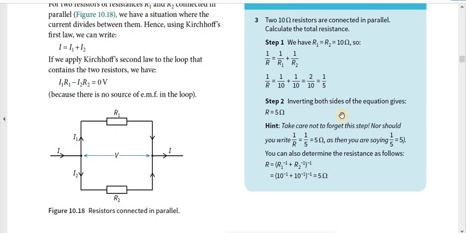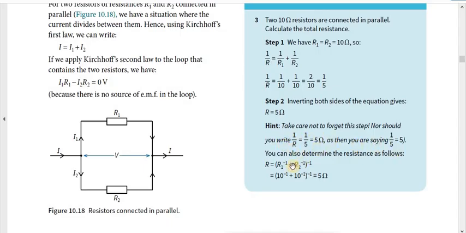Inverting both sides is taking the reciprocal of both sides, that gives 5 ohms. Take care not to forget this step. Nor should you write 1 over R equals 1 over. Okay, so you see, this is the common mistake that students make. So here is a mistake that they're asking you not to make.